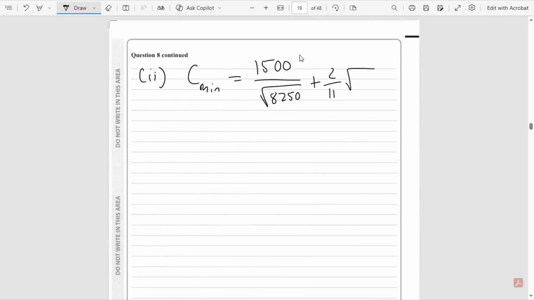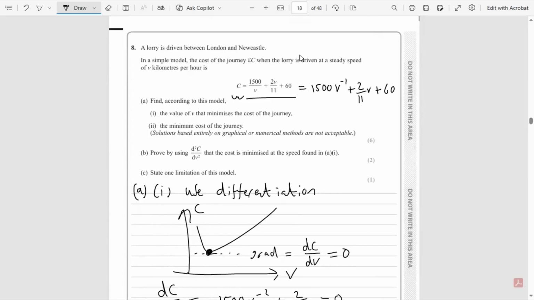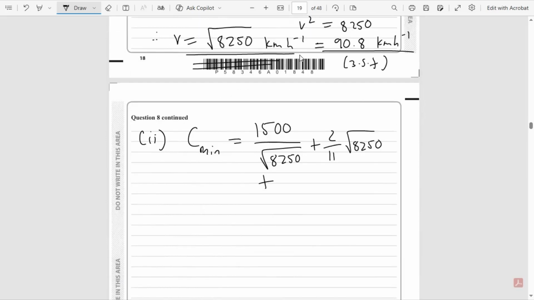And then this speed there. And then it was plus 60. Yeah, plus 60. There we go. And then we can just work this out on the calculator. So yeah, 1,500 divided by root 8,250 plus 2 lots of root 8,250 divided by 11 and then plus 60.